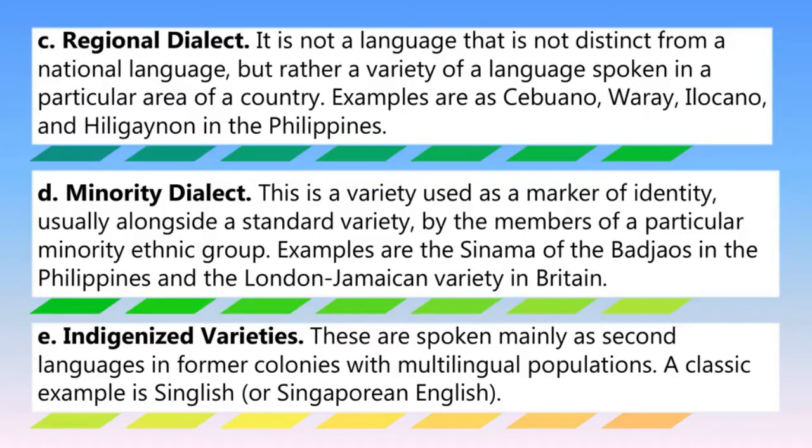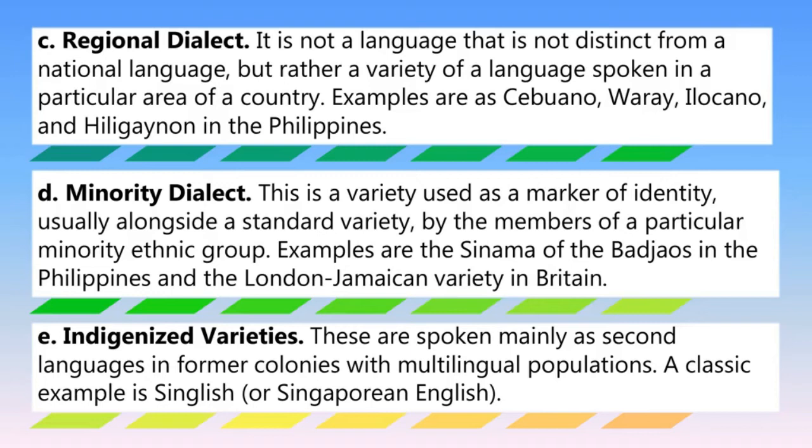Third natin ay regional dialect. It is a language that is not distinct from a national language. That's why it's called a dialect. But rather a variety of language spoken in a particular area of a country. Examples are the Cebuano, Waray, Ilocano, and Hiligaynon. That means that this is geospatial. So it has something to do with location. The dialect in a certain location is different to another location.